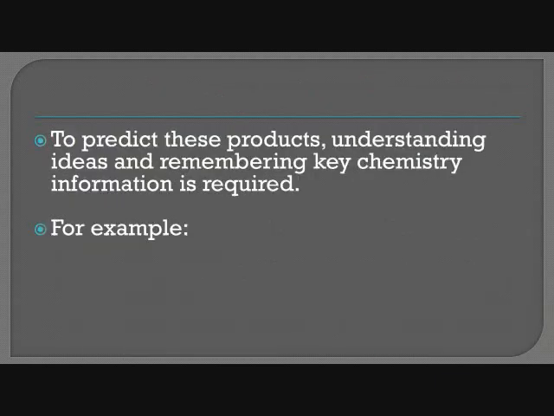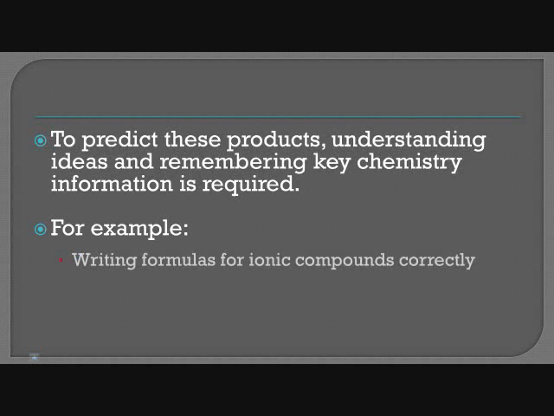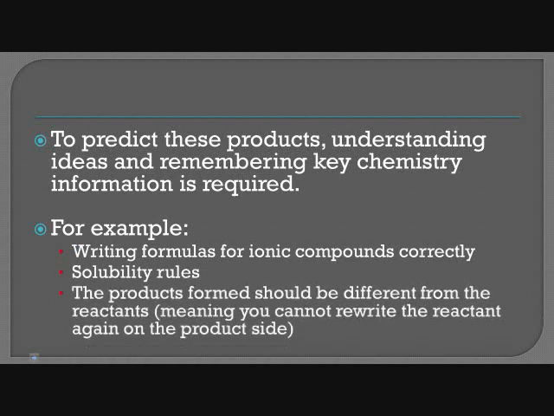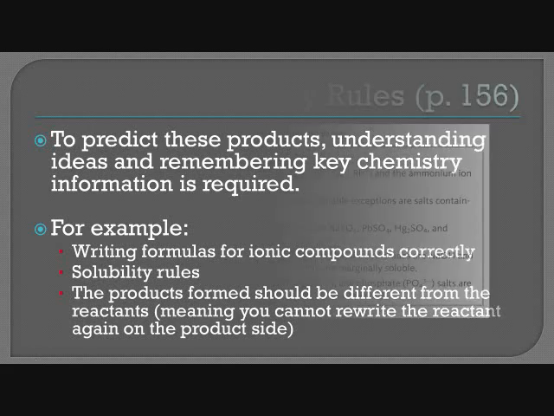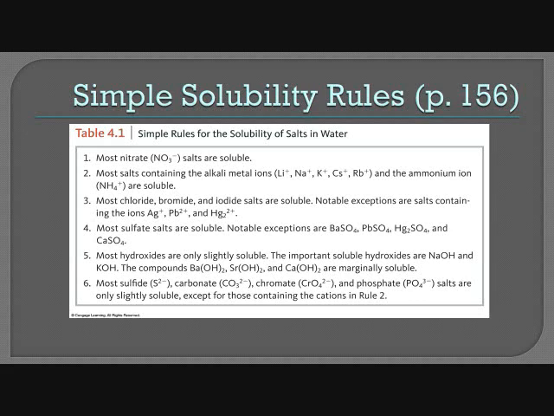To predict the products, understanding ideas and remembering key chemistry information is required. For example, some of the things that you might need to remember: how to write correct formulas. Remember, balance those charges to 0. Solubility rules, which are in the next slide. The products' formulas should be different from the reactants that you started with. So if you ever write the same thing twice, you did it wrong. Okay? So if you're having trouble writing reactions, let me know. The solubility rules are listed here. They're on page 156 in your textbook if you're ever working on homework and don't have your notes.